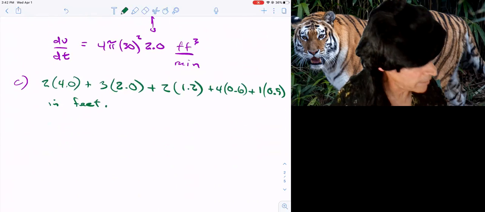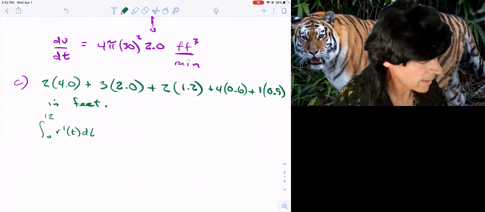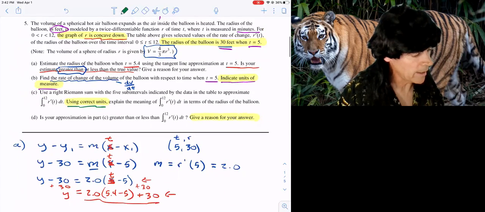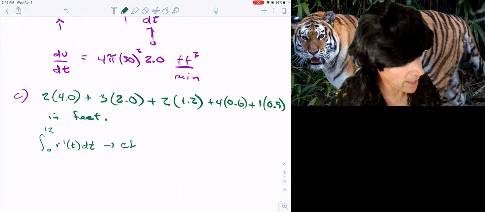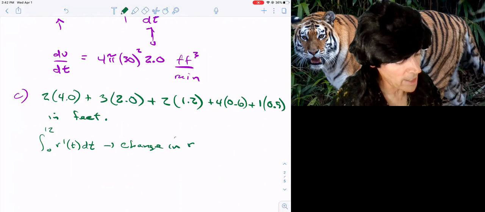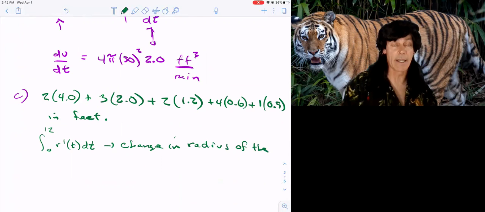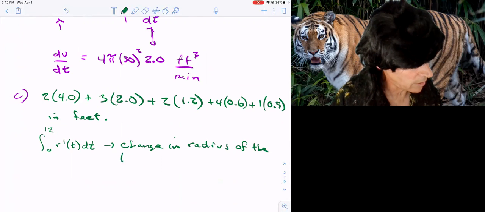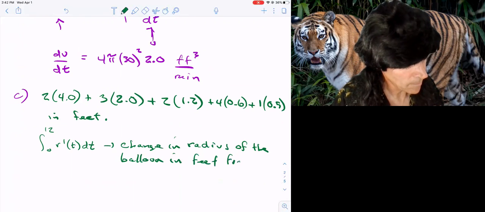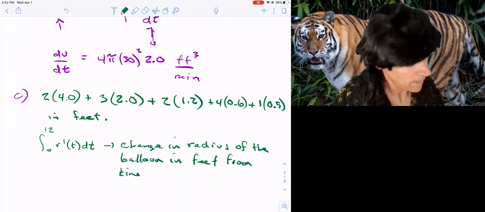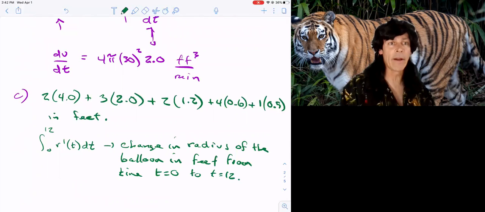And that right there, that definite integral from 0 to 12 of r prime of t dt, explain the meaning of that in terms of the radius of the balloon. So that is going to represent the change in the radius of the balloon, the spherical object resting on the highway, in feet, from time t equals 0 to t equals 12.